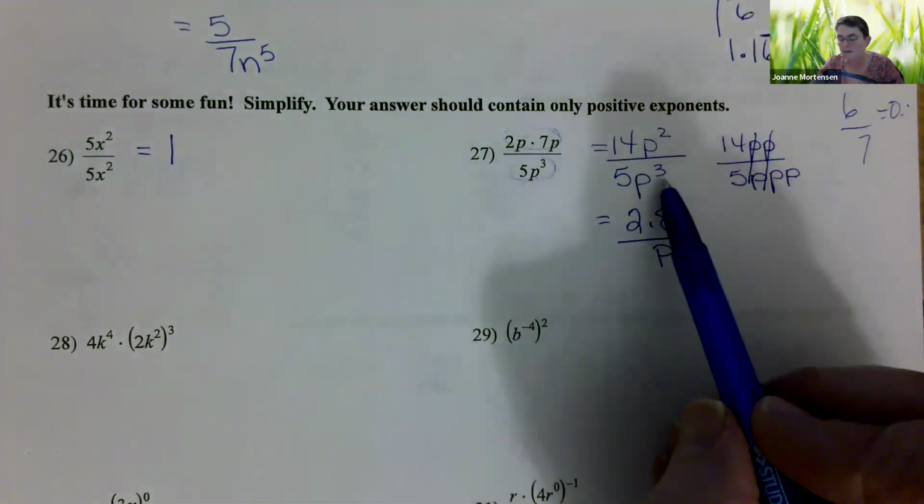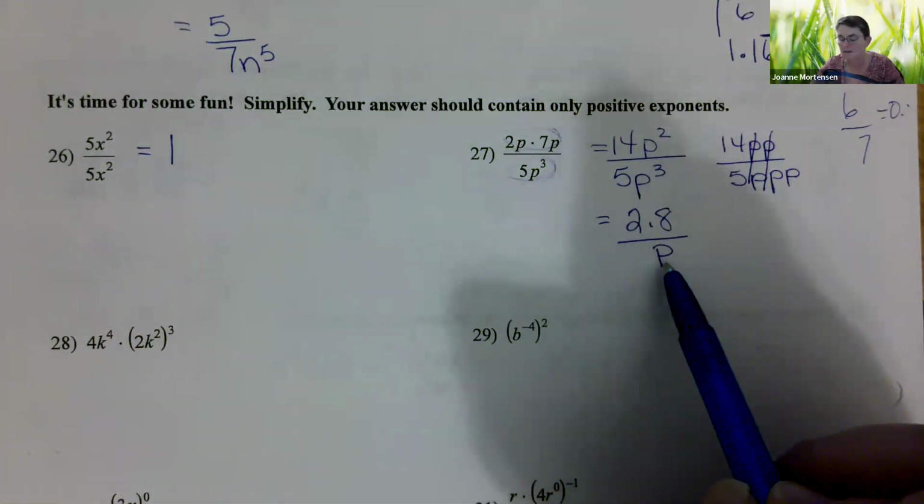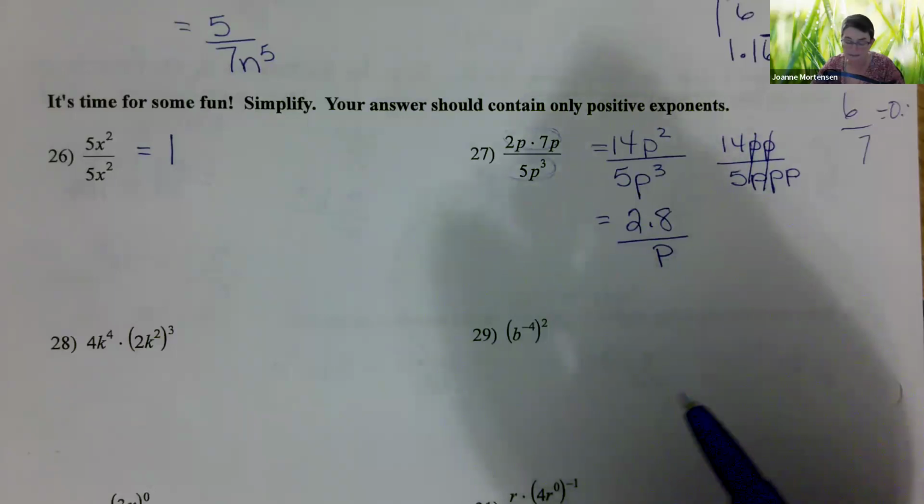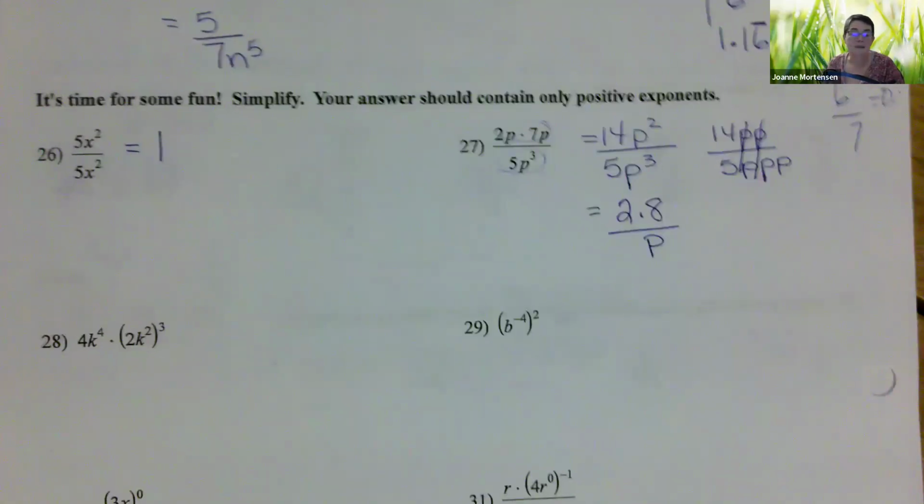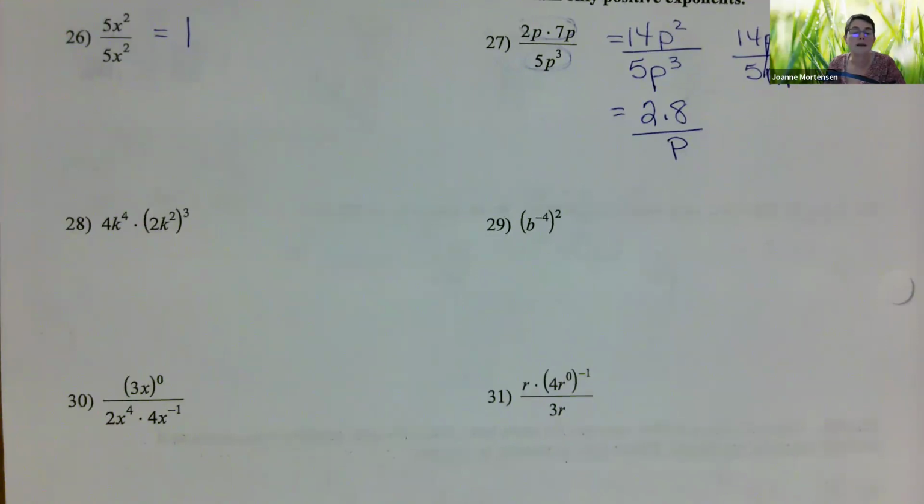But I can do that from here. I can see there's more p's down here, and then it's just how many more? There's one. There we go. All right.